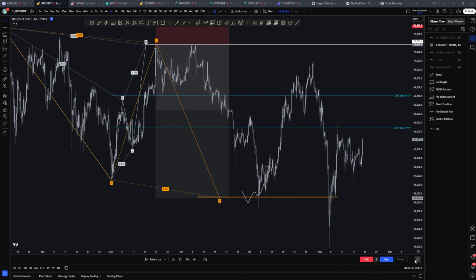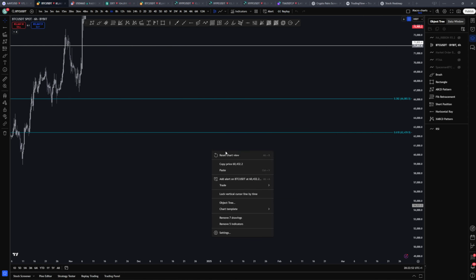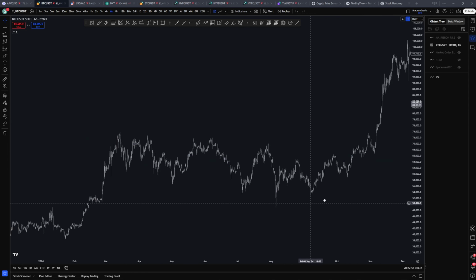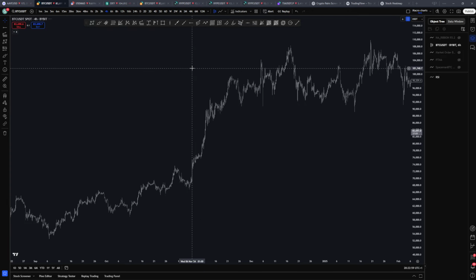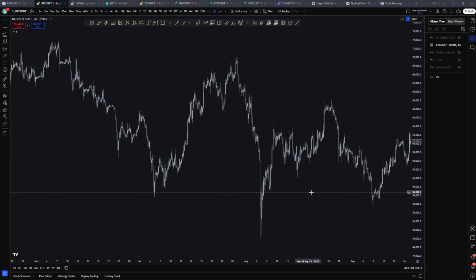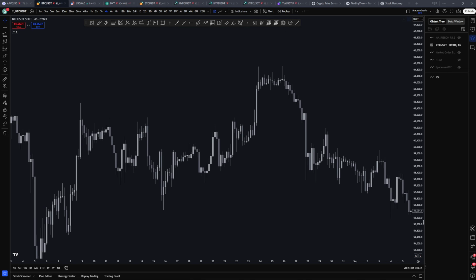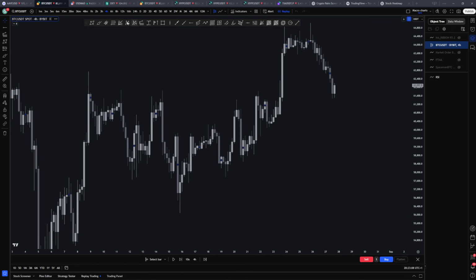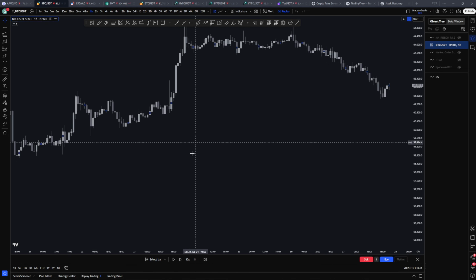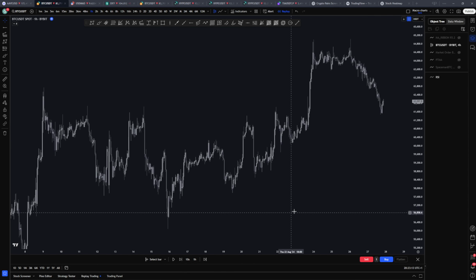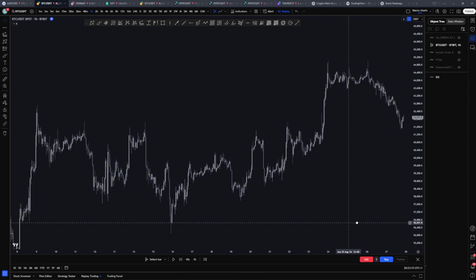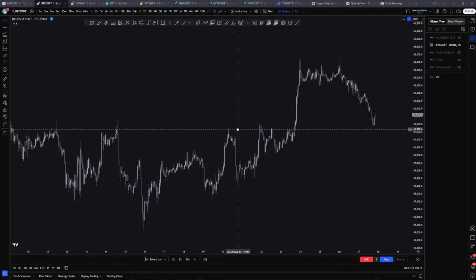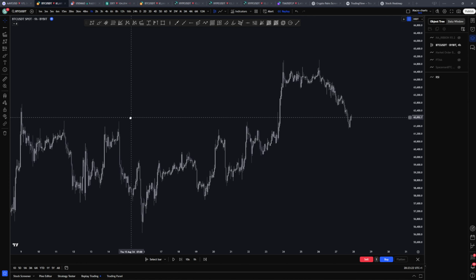So now that we've done that, let's showcase some more harmonics. We've drawn a bat, but there's more to it. There are more patterns. So I'm going to go over to this area and quickly enable replay to showcase something else. We're going to do the same thing again and give another example of how you can look for trades using it.